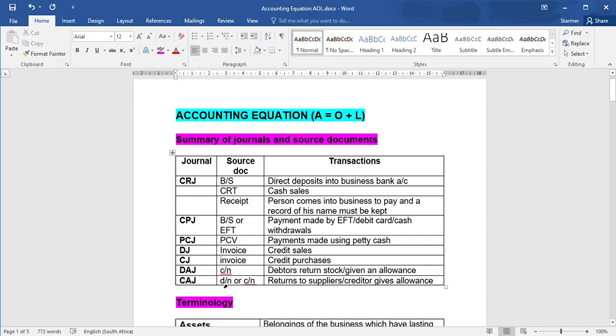It's going to be a debit note that we issue when we return stock or various items. If the supplier agrees, they give us a credit note. So either of those are acceptable.